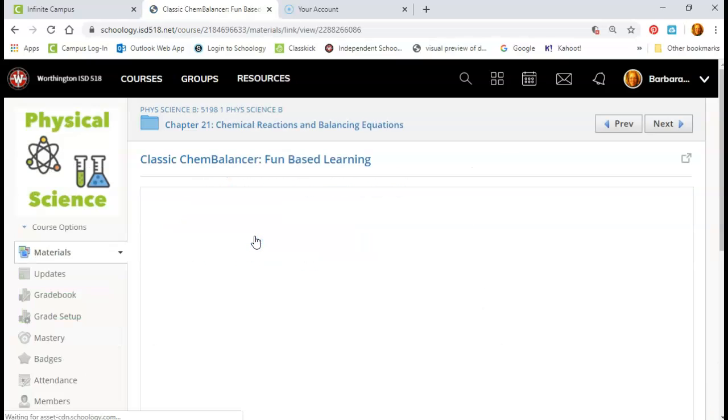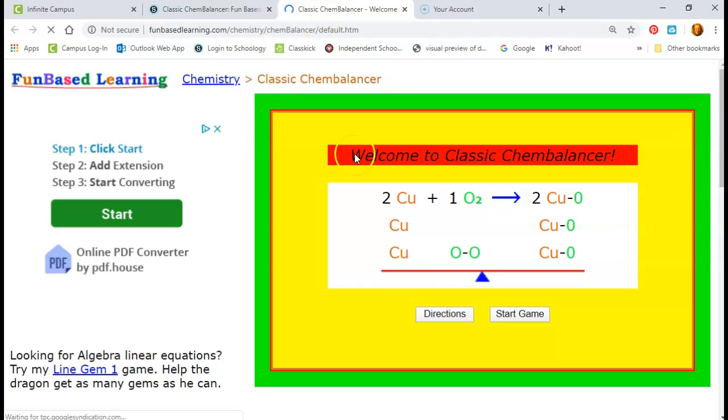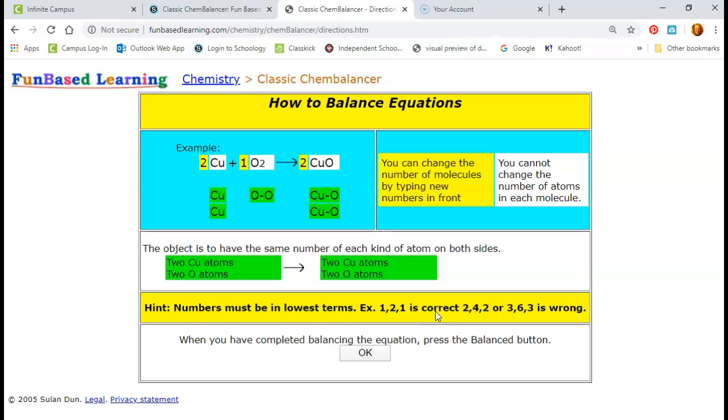So I want to open this link here, and it'll look like this. So I can read the directions here, and it's got info on how to balance equations. So I want to make sure that I follow the law of conservation of mass. So that means if I start with 2 of these copper atoms on this side, I need to make sure I also have 2 copper atoms on the other side.